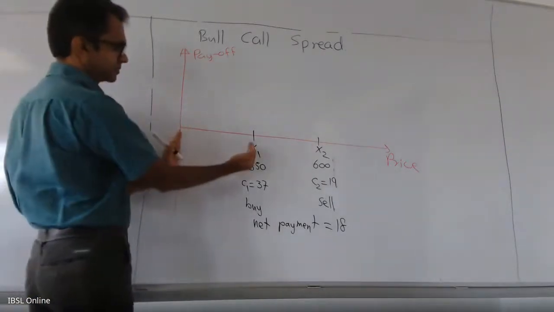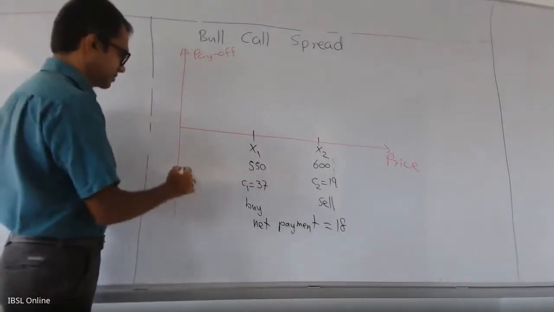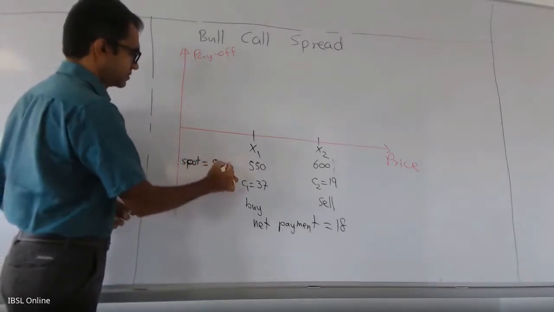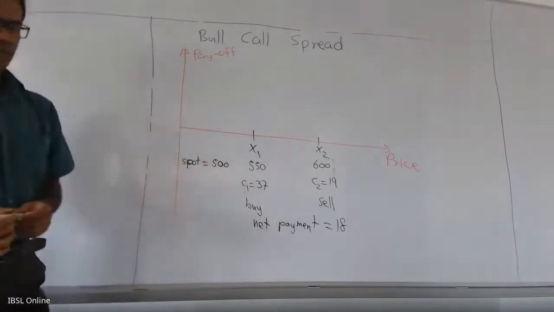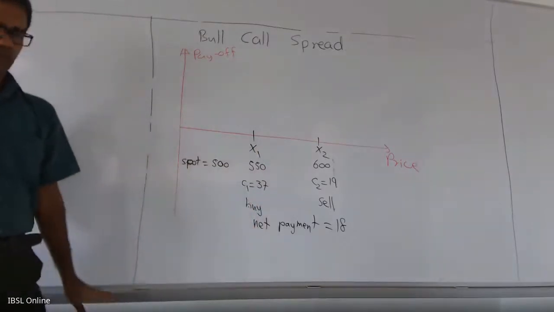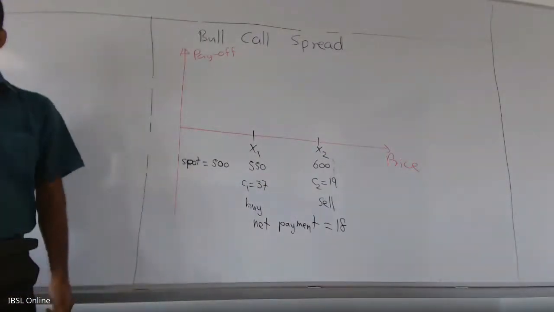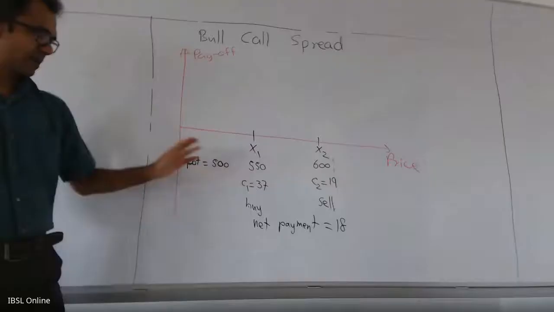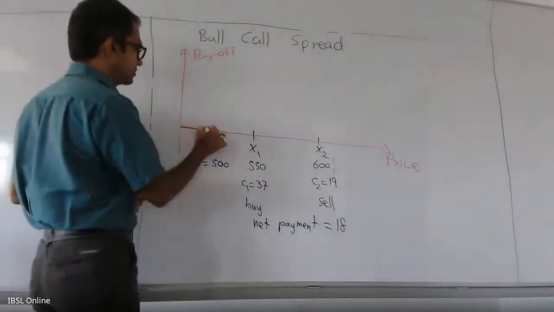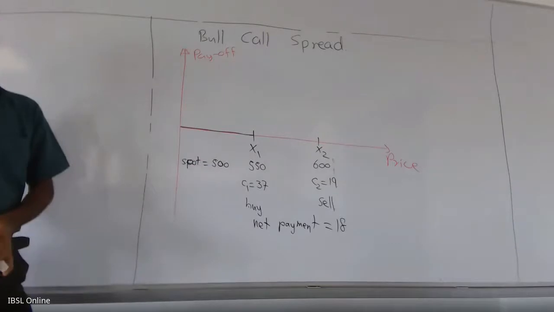If the price remains below X1, 550, say the spot is 500, what would happen? Will you exercise your right? No. Will the buyer of the other call option exercise his right? No, because he can buy at 500. So there's no payoff. It will be flat until it reaches 550.